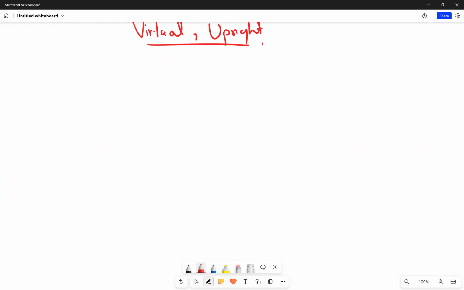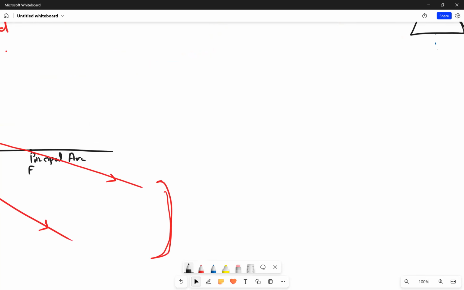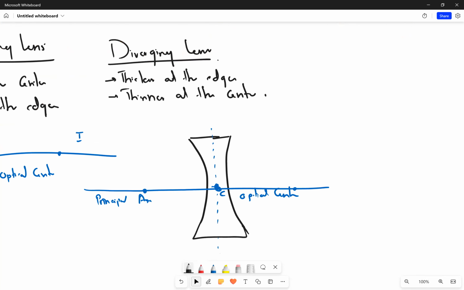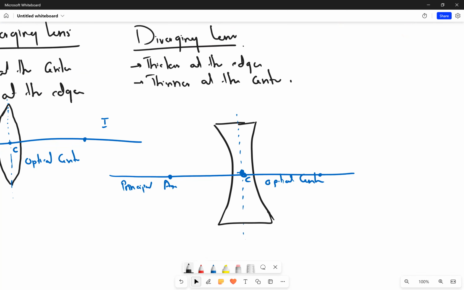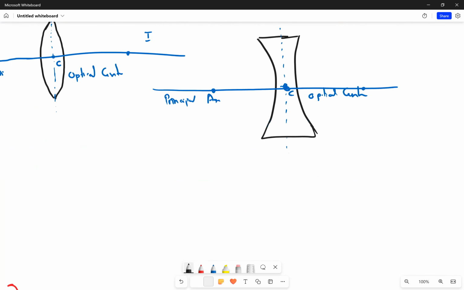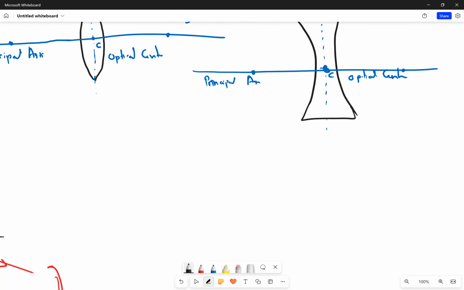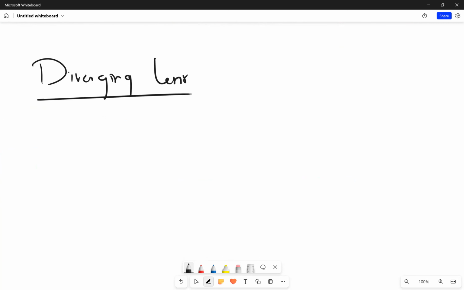Now, let's look at the diagrams of a diverging lens. Just a quick recap: a diverging lens looks like this. It is thicker at the edges and thinner at the center. In a diverging lens, the rays don't really meet, okay? They diverge from a point. So let's look at this diagram. There's one diagram for it.